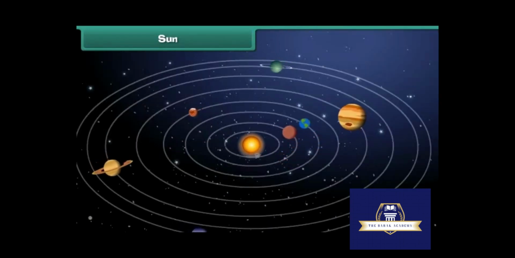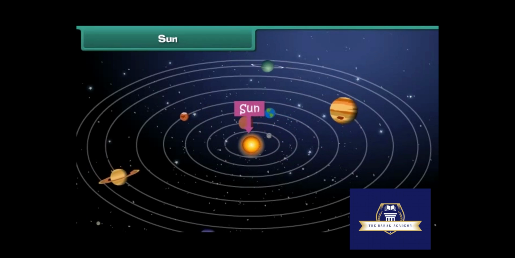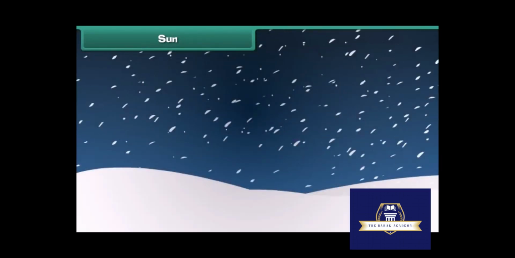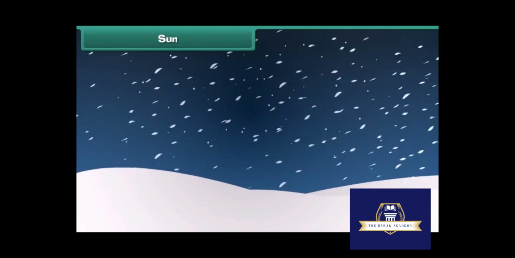Sun. Sun is the head of the solar system. It is a star which emits its own light. Sunlight is very important for the existence of life on Earth. Without sunlight, Earth would have been very cold and could not have supported life.